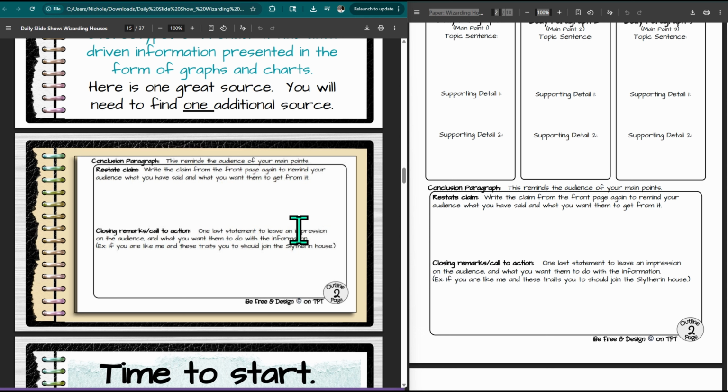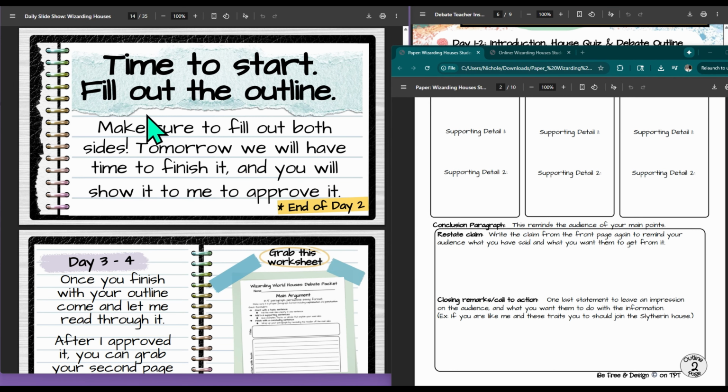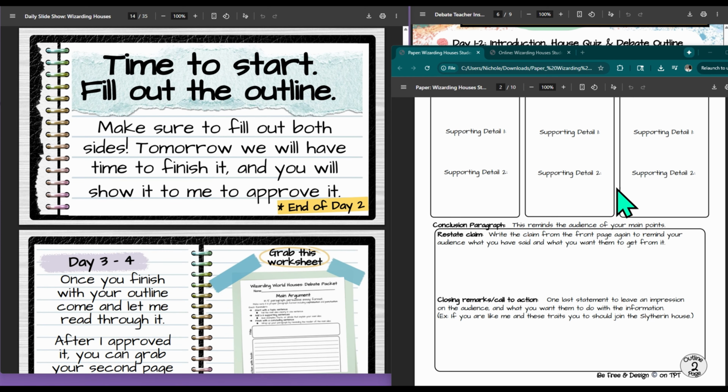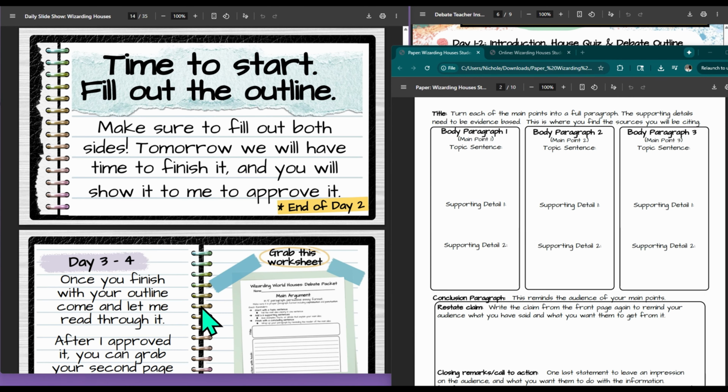I want them to leave the debate with a hard statement to the audience of what they want the audience to get, so that they're not having to guess, and the rebuttals are a little bit easier to do because the other side knows what they're wanting, so they can go against it. It really helps clarify what they're doing. Then they have time to start working. So this is the end of day 2. Tomorrow I will teach them how to take all of the things on this outline and fill out this page.